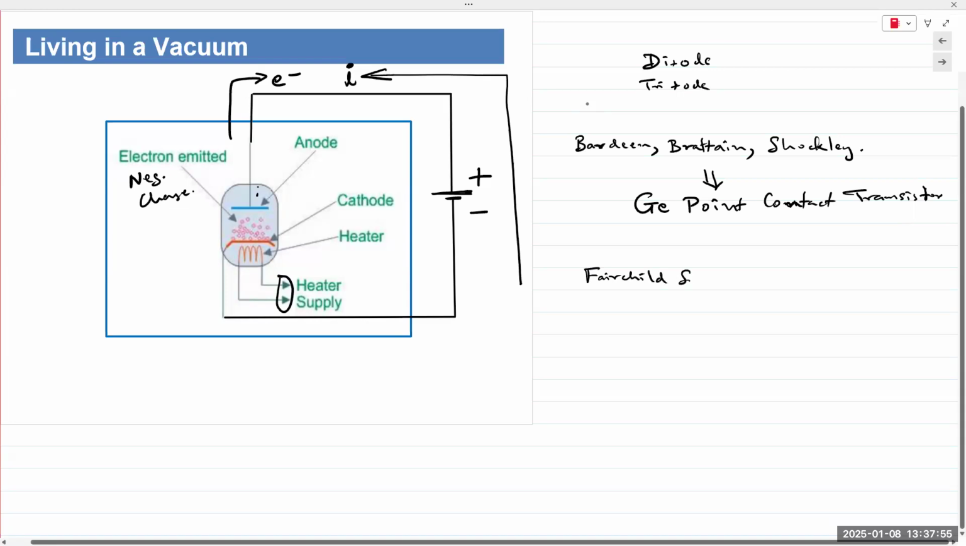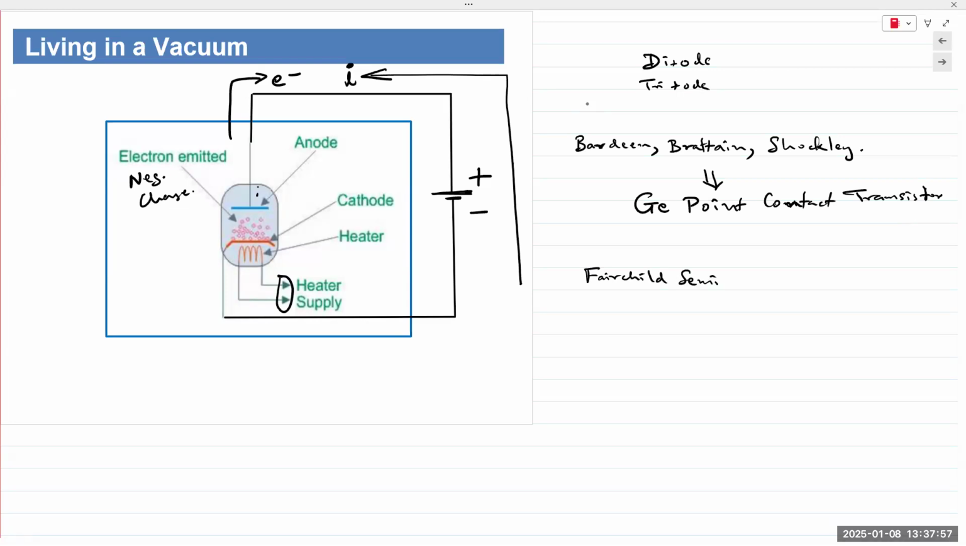Anyone here heard of Fairchild Semiconductor? No. There were two people from Fairchild that left shortly thereafter to found another company.